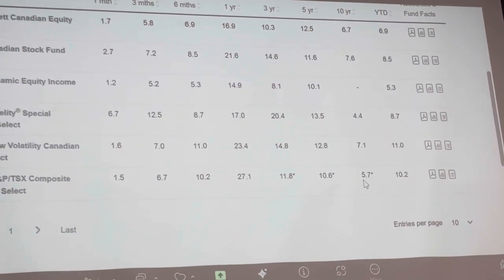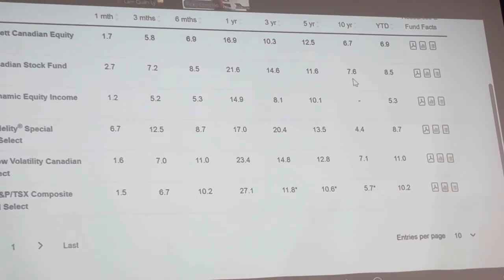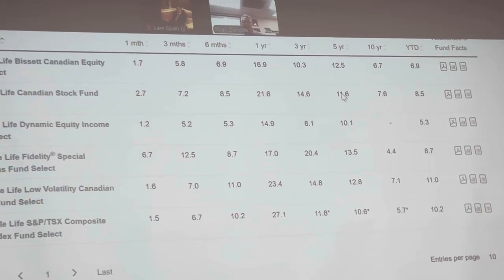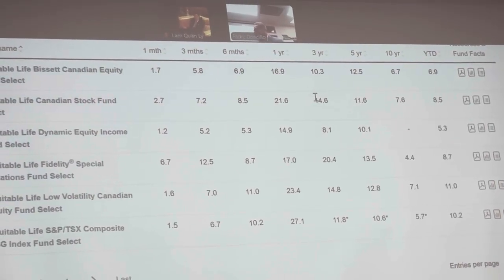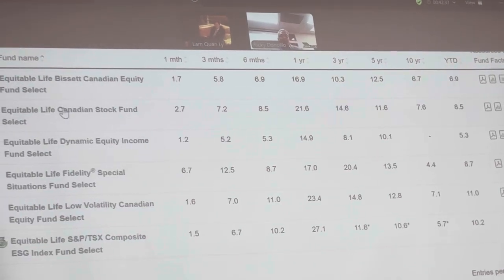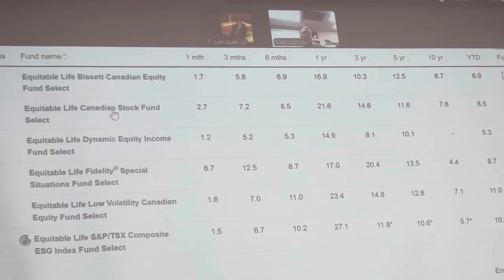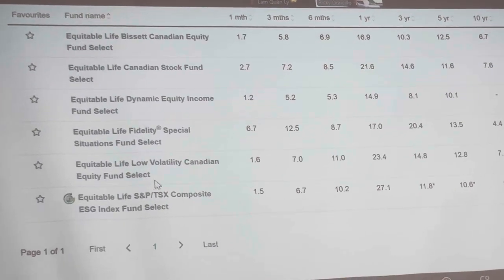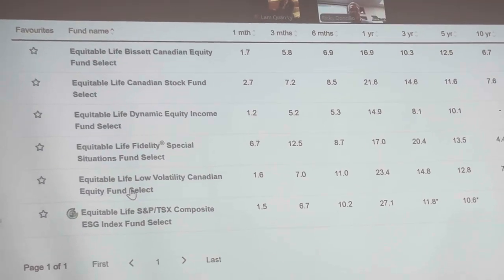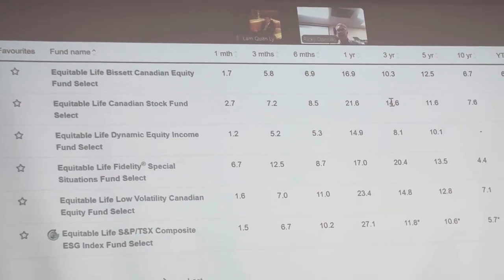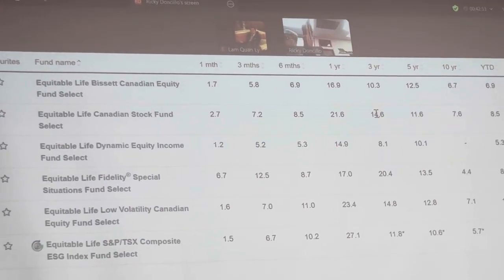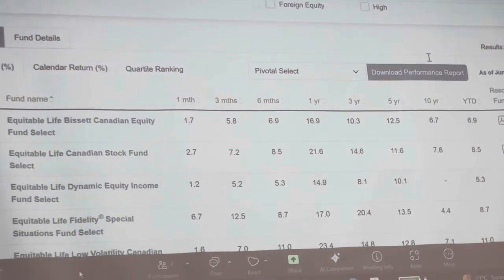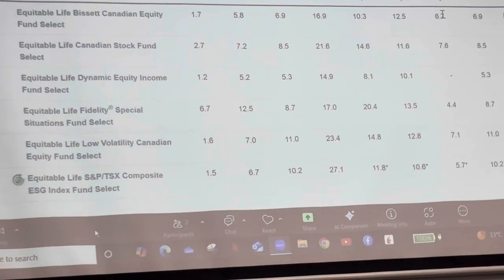10 years, 5.7. This one is better, right? Last 5 years, 10.6. This one is better. Last 2 years, 11.8. This one is better. So if I have to pick whether this one or the Equitable Life Canadian Stock, I would go with this. Okay? Based on performance. Year to date. That means year to date from January 1st until today. Okay? So, Canadian equity funds are okay.